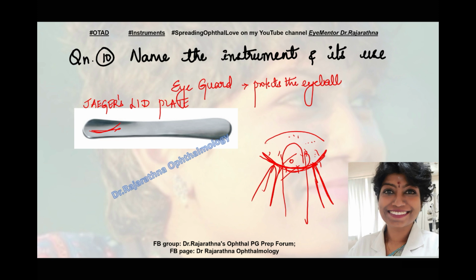Now because it looks like a shoe horn, which you use when you're not able to thrust your heel inside your shoe, this is also called a shoe horn plate. Now there are people who also call it a lid spatula, eyelid spatula, that is also okay. So lid spatula can be another name. So you should know the various names and the various practical uses of Jaeger's lid plate.